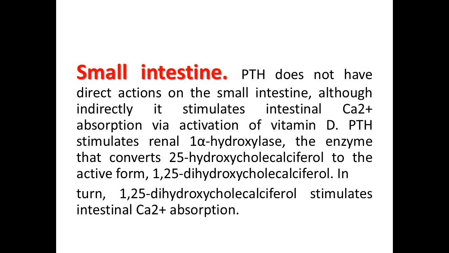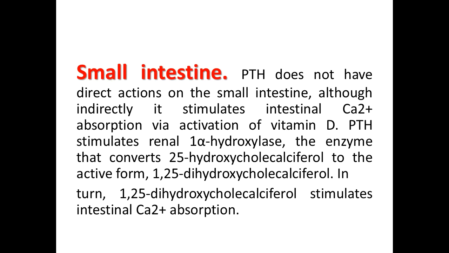The third organ that achieves calcium balance by the effect of parathyroid hormone is the small intestine. How? Parathyroid hormone does not have a direct action on the small intestine; its action is indirect. Parathyroid hormone indirectly stimulates the intestinal calcium absorption via the activation of vitamin D.